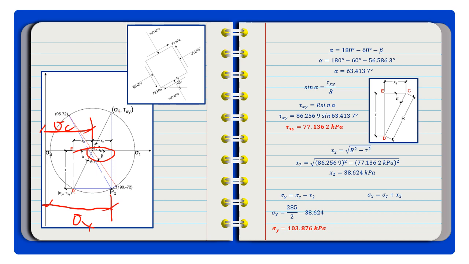So, substituting the value for sigma c and x sub 2, we will have 285 over 2 plus 38.624. So, the value now for sigma x will be 45,281 over 250 kilopascal. So, this will now be the answer for the horizontal and vertical planes na nag-a-act dun sa soil element if it is in upright position.